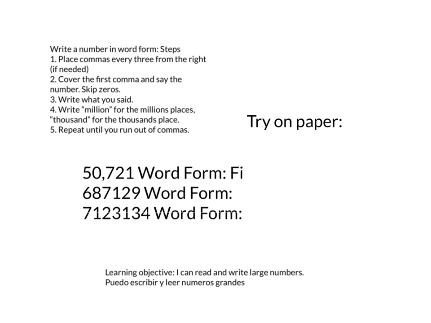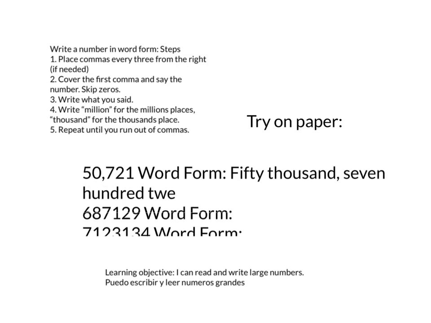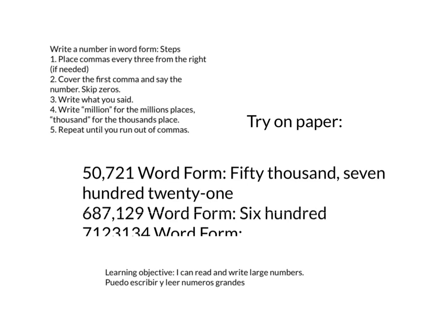This first one is 50,000, comma, 721. This next one is missing the comma, so let's add the comma. 1, 2, 3, comma. Before the comma, I have 687, and that comma means we're in the thousands place. The millions places are farther up. I would have to go up all 7 places to get there.